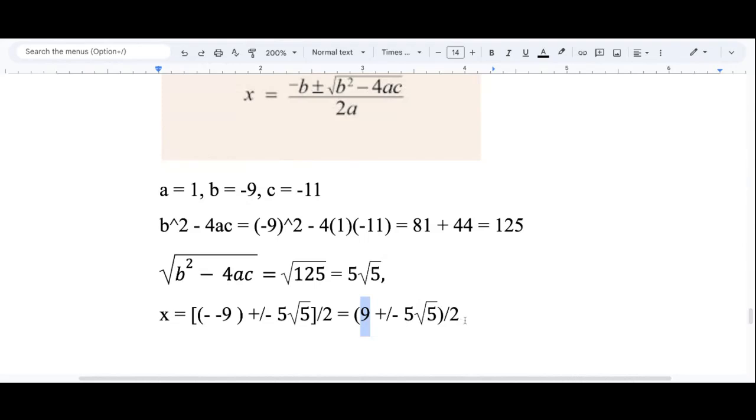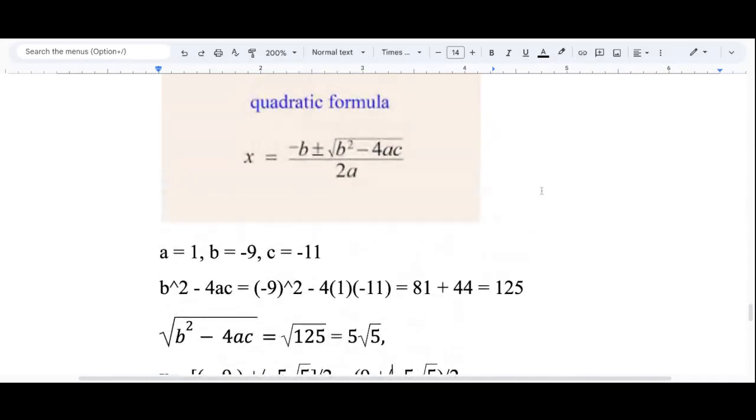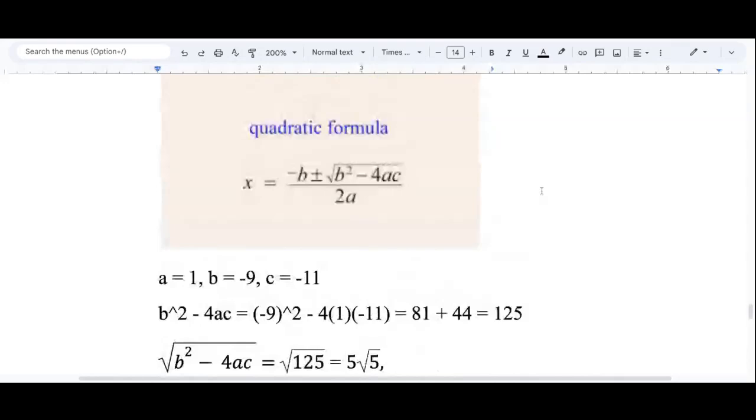So we get two solutions. One is 9 plus 5 radical 5 divided by 2. The second one is 9 minus 5 radical 5 divided by 2. So this is how to apply the quadratic formula. This is probably the simplest way. You don't have to remember anything. Just figure out a, b, c and plug into the formula. Anyone has any question?